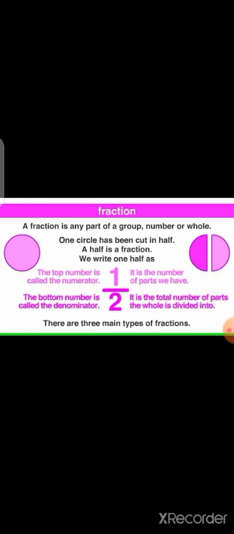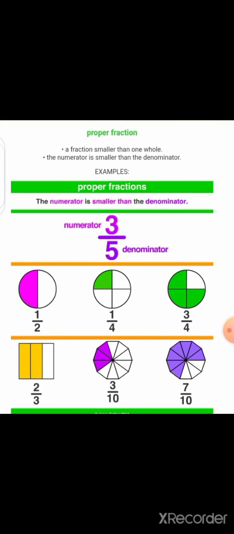The top number is called the numerator. Very good. And the bottom number is called the denominator. Now another kind of fraction is proper fraction. A fraction smaller than one whole, or numerator is smaller than the denominator. These fractions are called proper fractions.